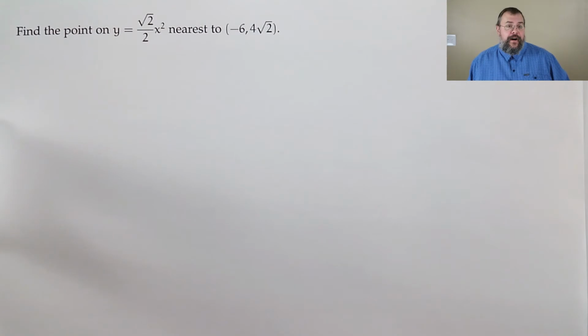Find the point on y equals root 2 over 2 times x squared nearest to the point -6 comma 4 root 2. All right, well, what is that saying? Well, what's going on here?